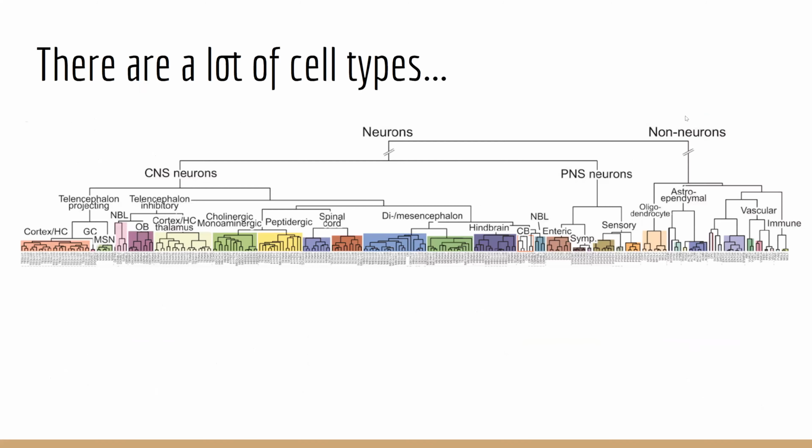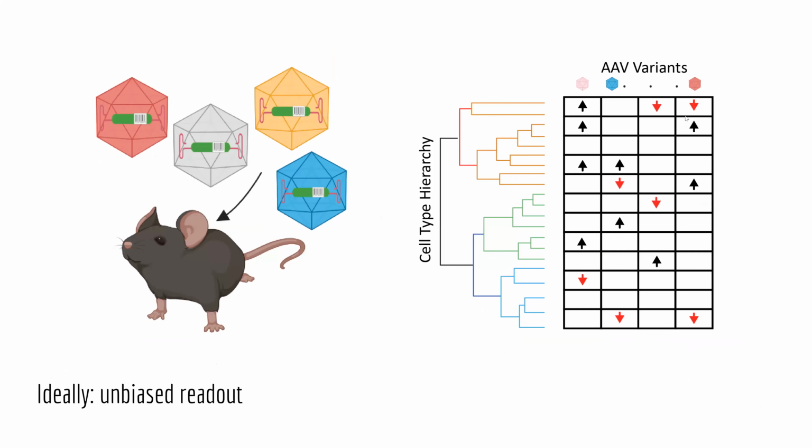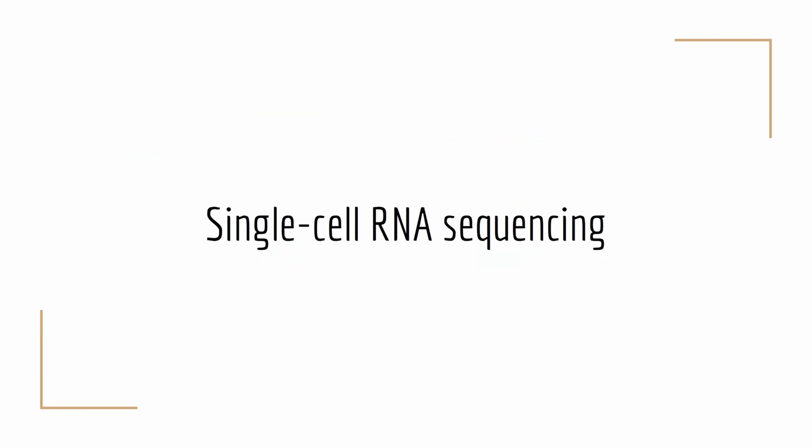And as we know from single-cell RNA sequencing, every week there are more and more cell types in different tissues and organisms coming out. And so the likelihood that you have characterized the one that an eventual researcher wants is quite low. So what you ideally would want is an unbiased readout where you can deliver vectors, preferably multiple, and then get a vector report card of how this vector performs across all the cell types in the cell type hierarchy. And that is where single-cell RNA sequencing comes in.